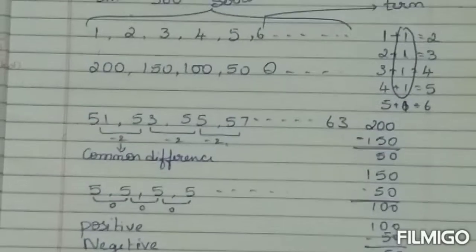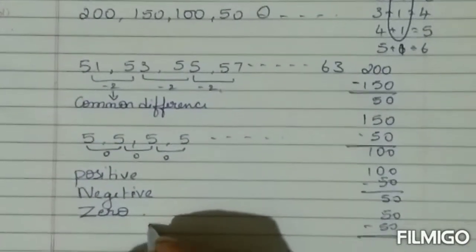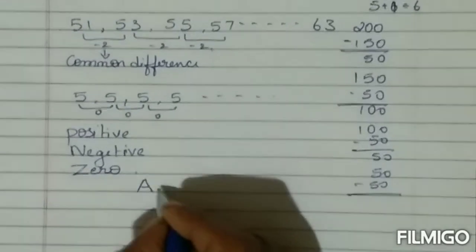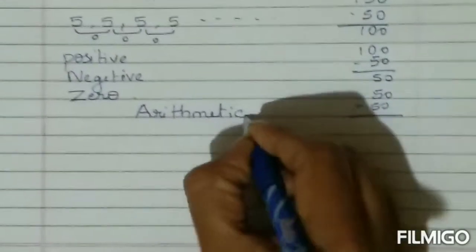Next is what you have to know. If you want to write down an arithmetic progression, what all things do you need?